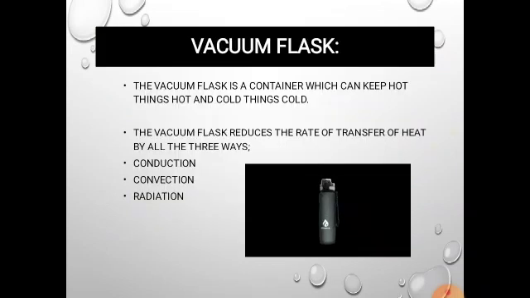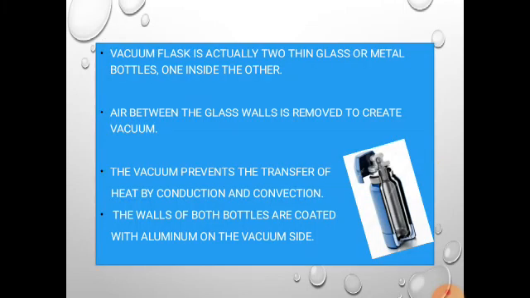Vacuum flask. A vacuum flask is a container which can keep hot things hot and cold things cold. A vacuum flask uses these three modes of heat transfer: conduction, convection and radiation. A vacuum flask is actually two thin glass or metal bottles, one inside the other. Air between the glass walls is removed to create a vacuum. Vacuum prevents the transfer of heat by conduction and convection.